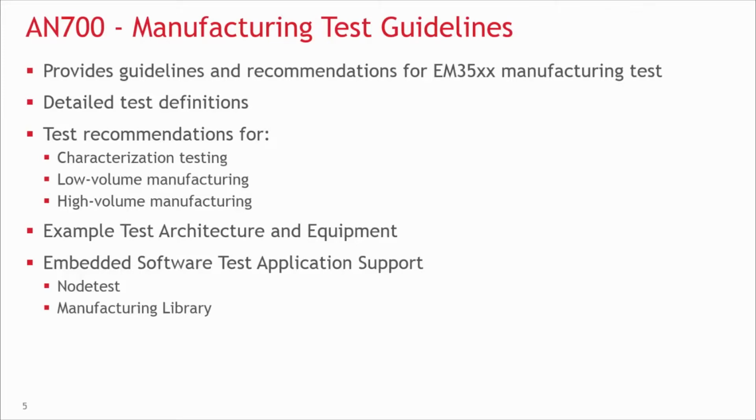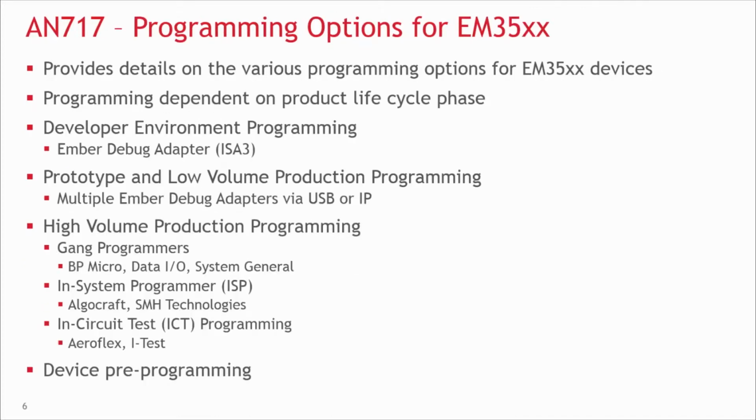Nodetest and Manufacturing Library are the 2 test application support product offerings provided to the customer to assist with your test needs. One necessary part of the manufacturing test process is device programming. AN717 describes the various programming options available to EM35xx device customers. The programming method depends on the product life cycle phase, developer environment, prototyping, characterization, and even low-volume manufacturing stages likely will all rely on the Ember debug adapter, or ISA3 for programming.